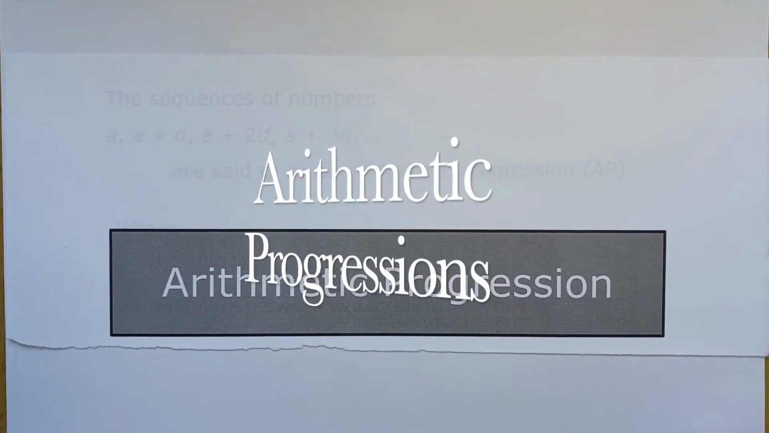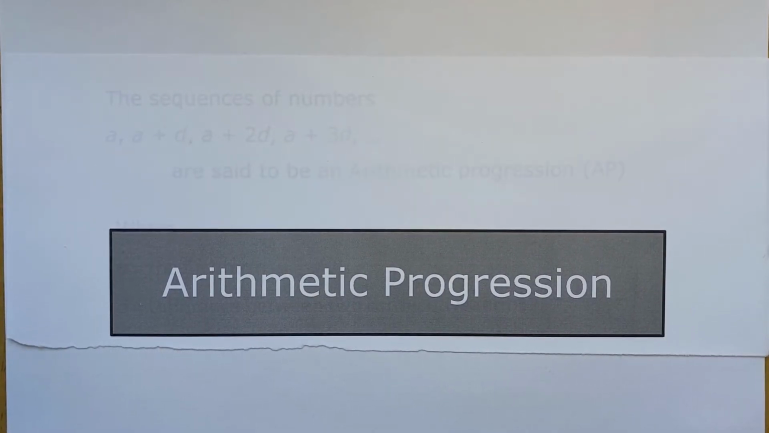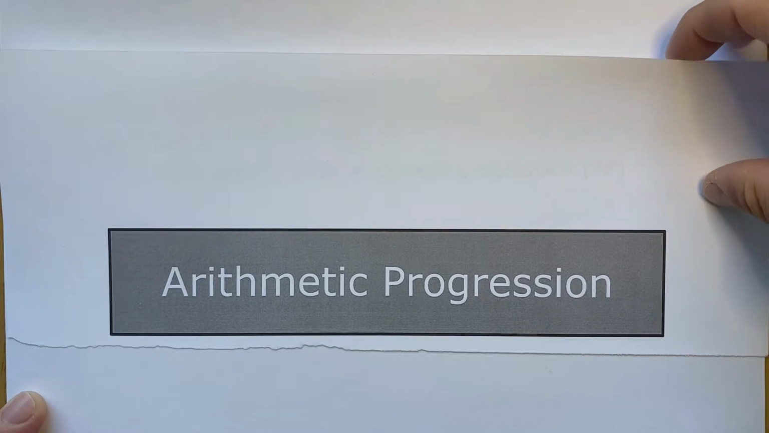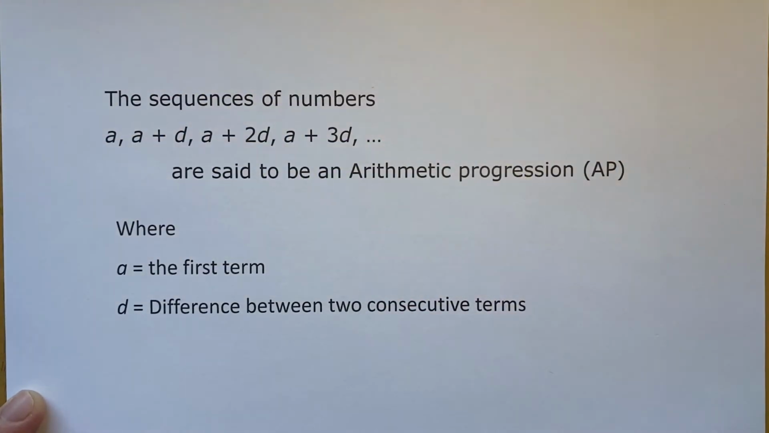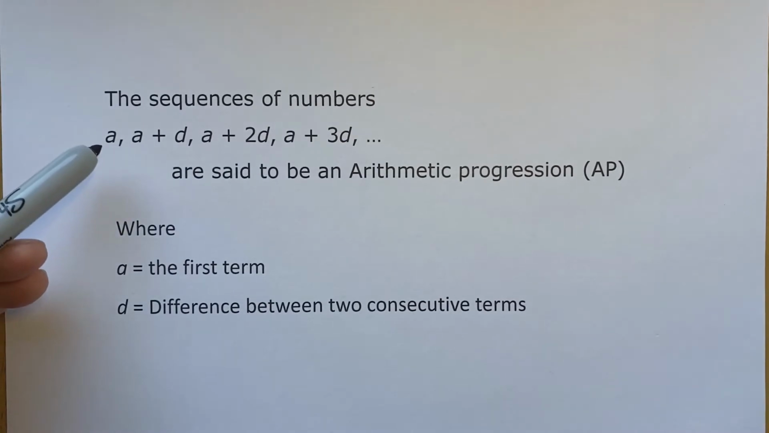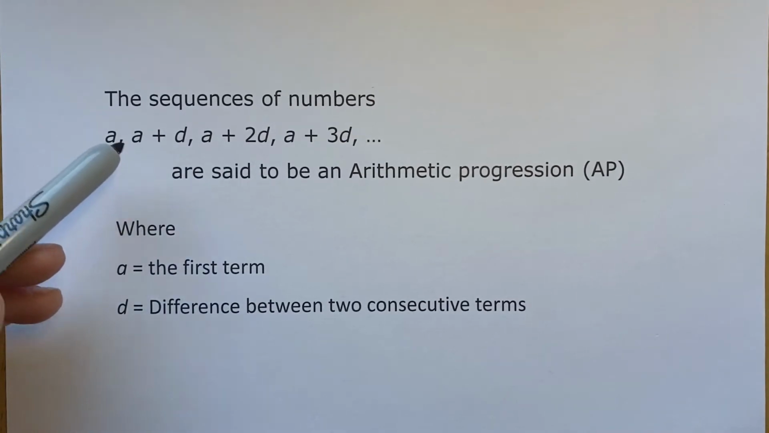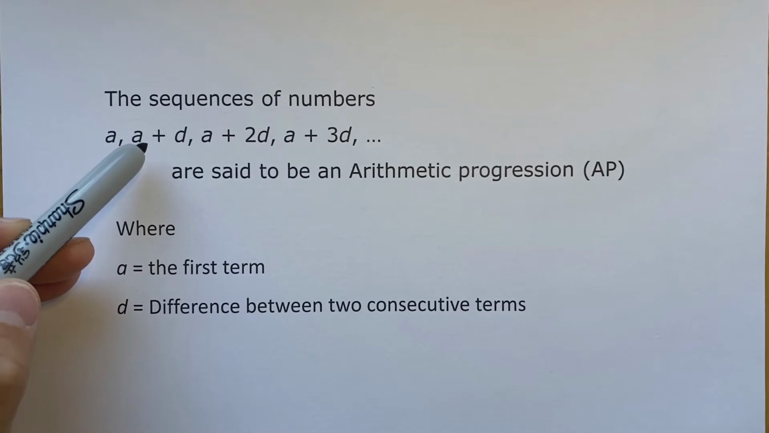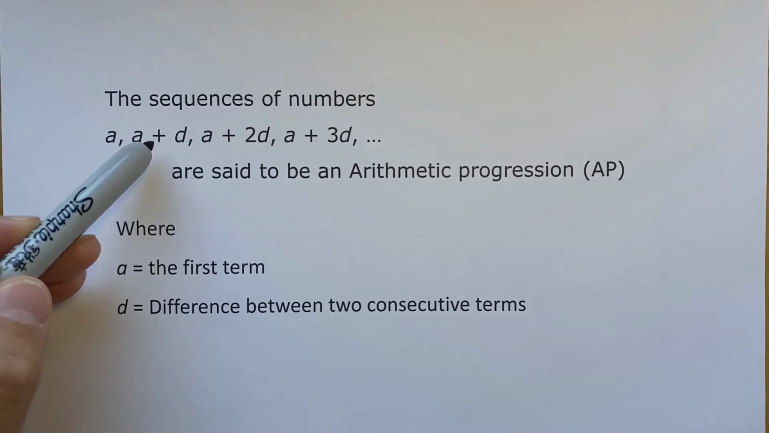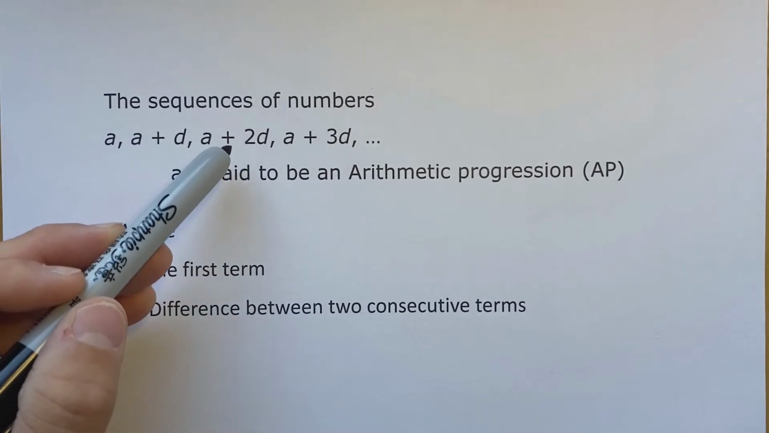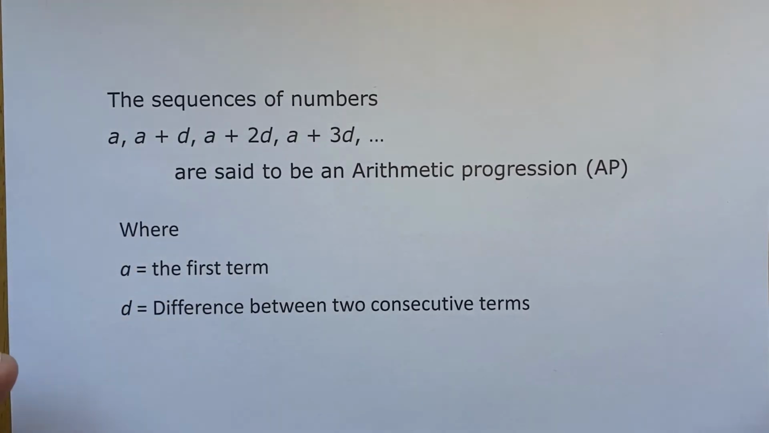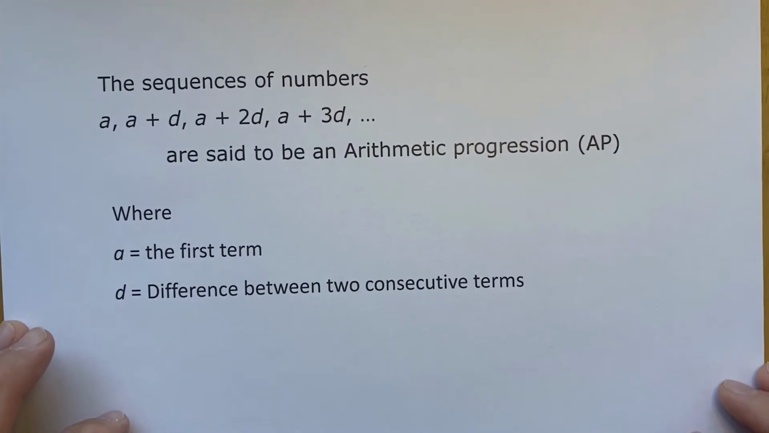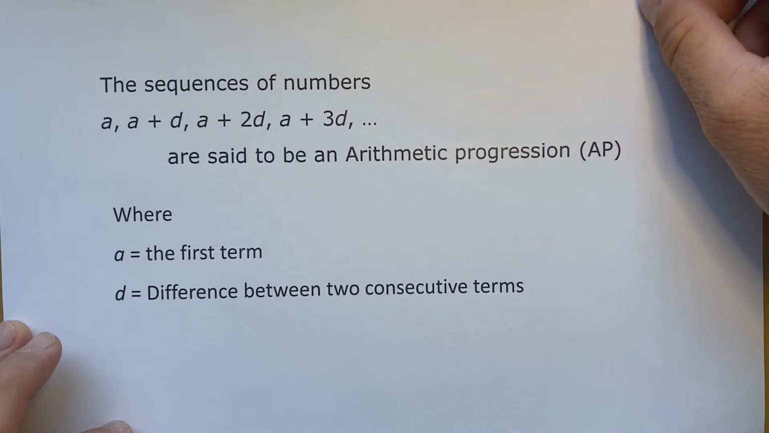Today we're going to look at arithmetic progressions, also referred to as APs. Now you've done this at GCSE, it is basically your linear sequences. So if you have, for example, a number, then you add a number to that, you get a second term. If you add that same number, you get a third term, add that same number, you get a fourth term, and so on. So this is known as an arithmetic progression, AP for short.